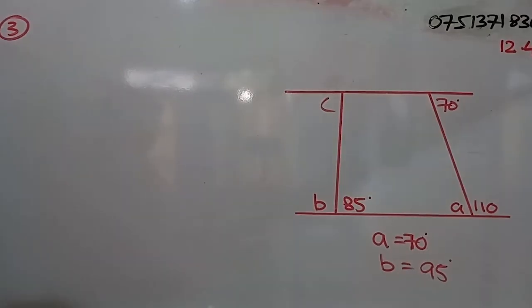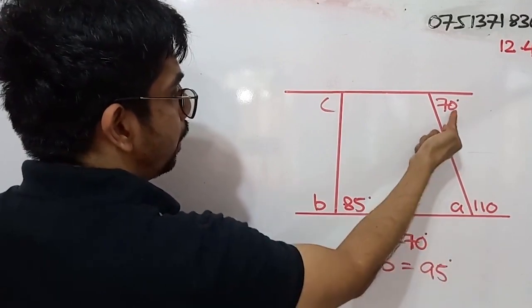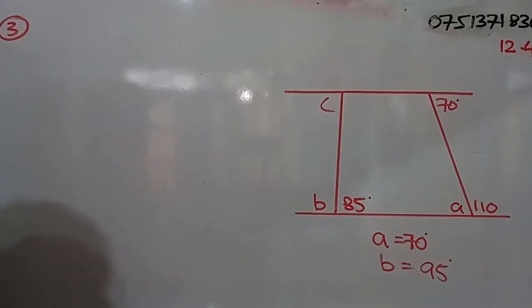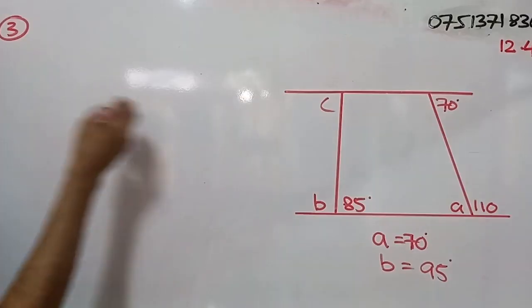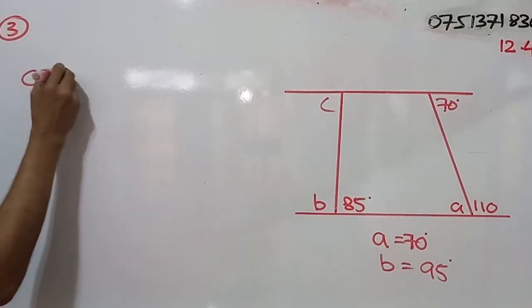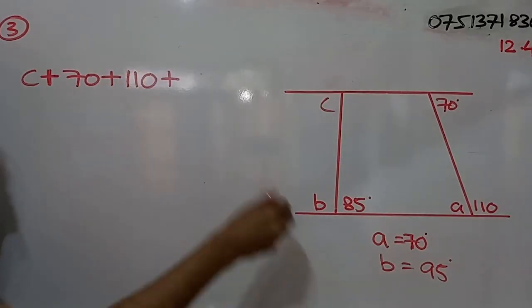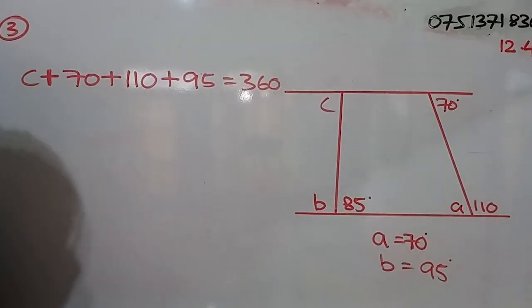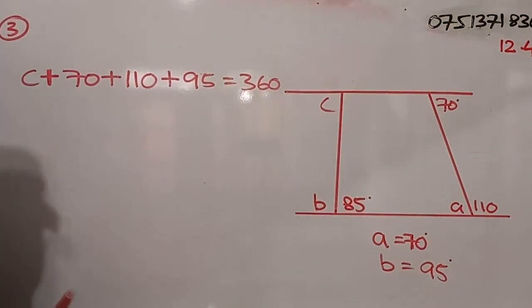95 degrees. Okay. So if we think about these four angles, 110, 70, simple C and simple B, all of those angles are external angles. So we know the sum of external angles of a quadrilateral is 360. So we can write C plus 70 plus 110 plus B, where B is 95, equal to 360. What is the reason? Sum of external angles of a quadrilateral. You have to write the reason. You must always write the reason.